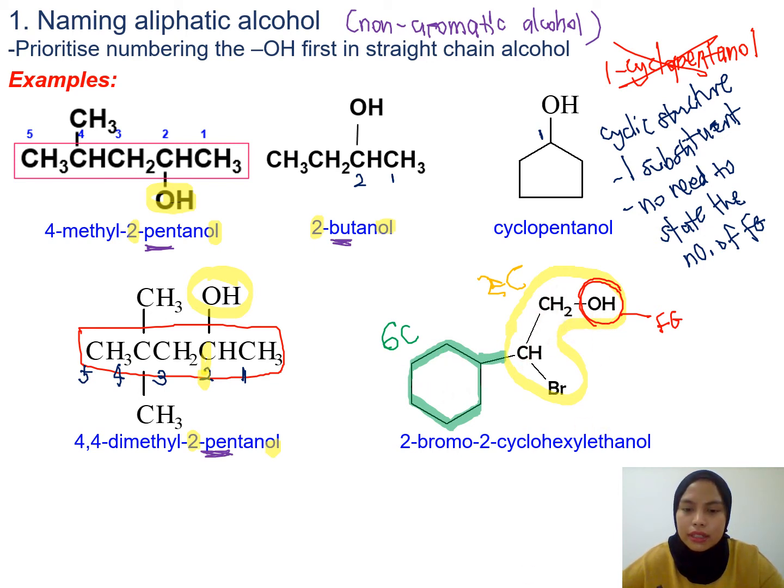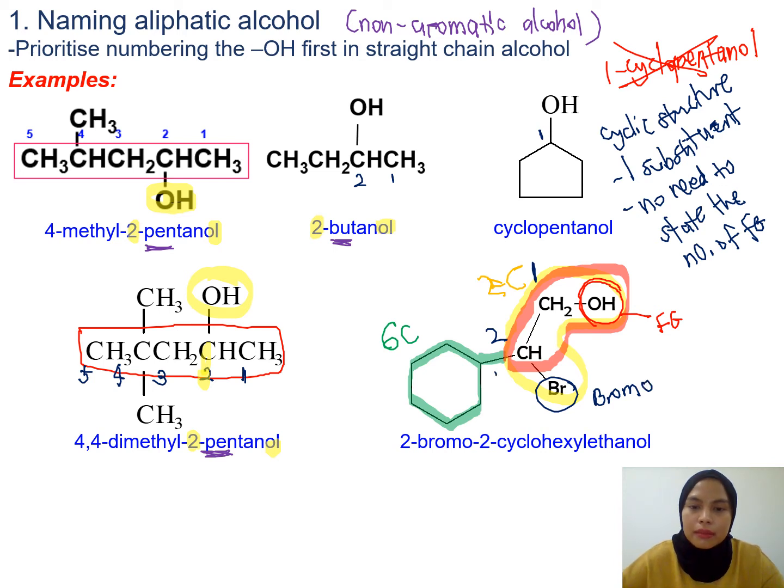Okay, so that means nama parent dia start dari sini sampai sini. Okay, ethanol. So bila you nak numberkan the carbon, carbon number 1 yang paling dekat dengan OH lah, carbon number 2 yang tak ada OH tu lah kan. So carbon number 2, if you can see here, dia ada 2 substituent which is bromine. Kalau bromine dia jadi substituent, nama dia bromo. Lepas tu kita ada cyclohexane kat sini. Cyclohexane bila dia jadi substituent, jadilah dia cyclohexyl.